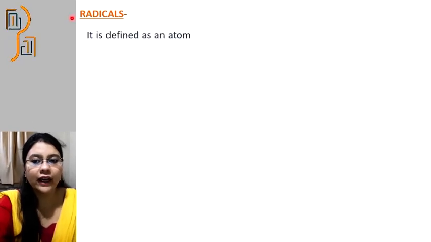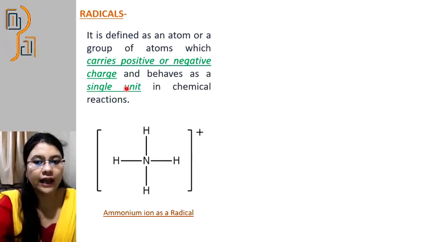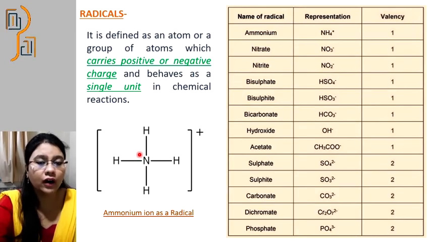Hence, a radical can be defined as an atom or a group of atoms which carries positive or negative charge and that behaves as a single unit in a chemical reaction. As you can see in this example, nitrogen is bonded with 4 hydrogen atoms carrying a positive charge. And in most of the reactions that we observe, the ammonium ion acts as a single entity. Hence, the ammonium ion is an example of a compound radical.